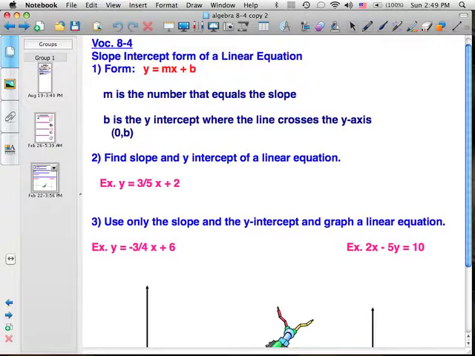So in this first example, find the slope and y-intercept of a linear equation of this line. Well, it's in slope-intercept form, y equals mx plus b. So the slope is 3/5, up 3, right 5. And the intercept where it crosses the y-axis is 0, 2.